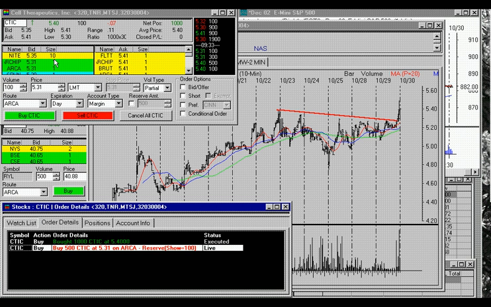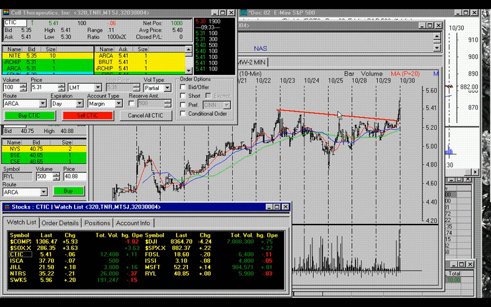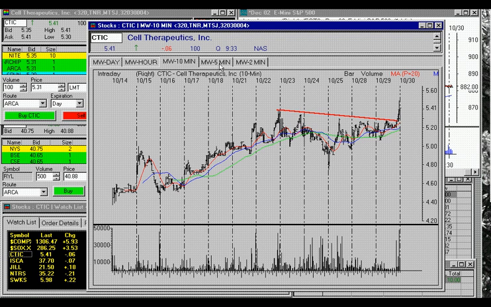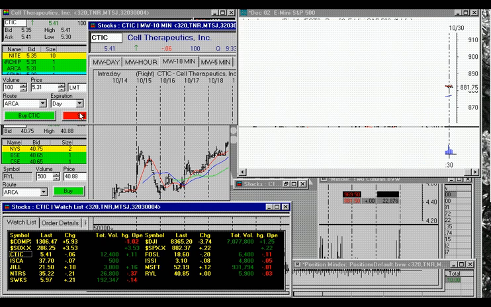Now, Knight just stepped in. Knight's a bidder for 1,000 shares at $5.35, and we've got some trades going off on the offer right now. So what I want to do right now, before we go any further, we're going to leave that in there. But I'm going to go ahead and set a stop on this trade.